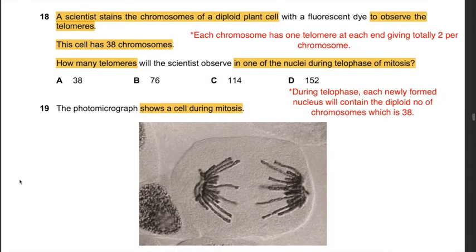Question 18. A scientist stains the chromosomes of a diploid plant cell with a fluorescent dye to observe the telomeres. This cell has 38 chromosomes. How many telomeres will the scientist observe in one of the nuclei during telophase of mitosis?